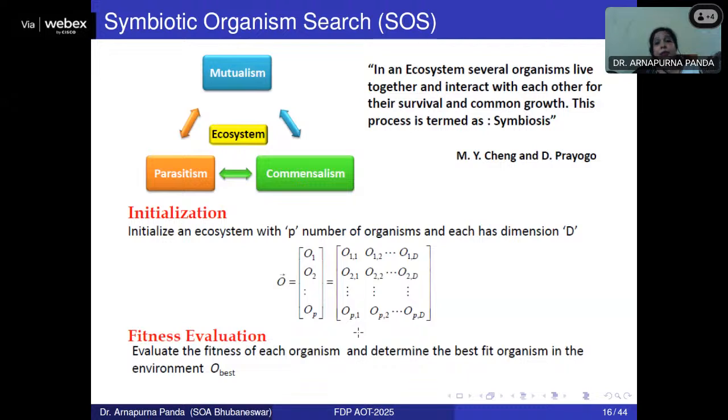Similarly, symbiotic organism search is a nature-inspired optimization algorithm. It was also developed in 2014 by Cheng and Prayogo. This optimization algorithm is based on the ecosystem. In an ecosystem three phases are there. The first is mutualism, then parasitism and commensalism. Depending upon these three phases of the ecosystem, symbiotic organism search is developed. Here we initialize p number of organisms with dimension d, and we find the fitness value. And we have to find the O best, which organism is best in the environment.